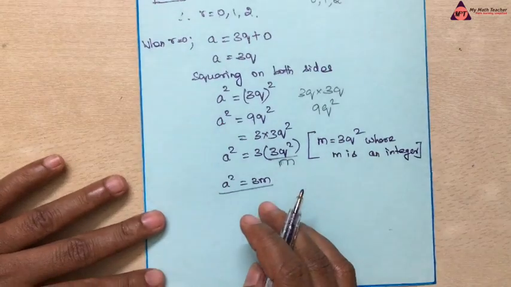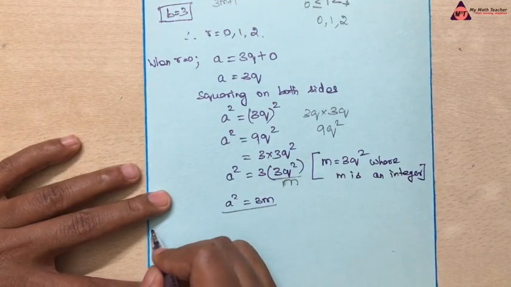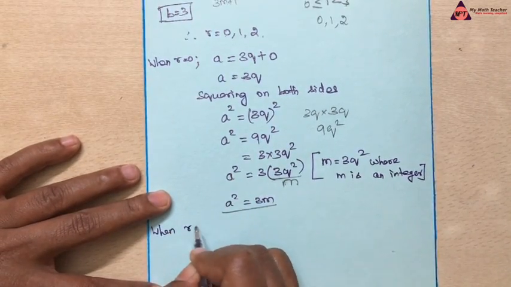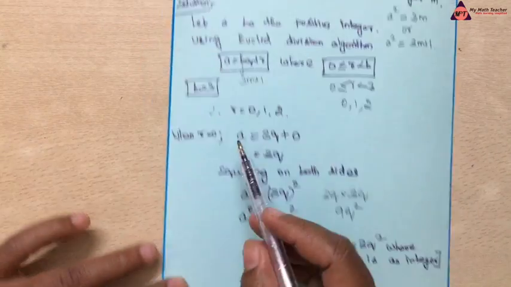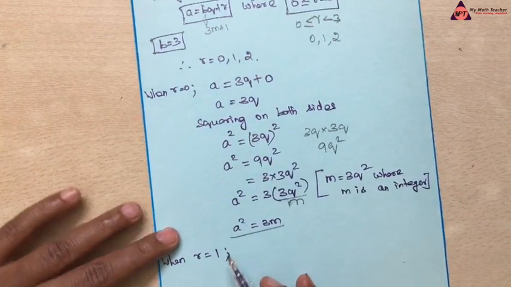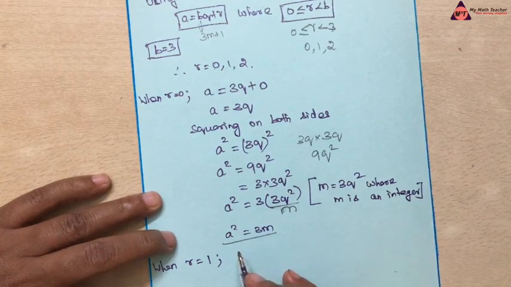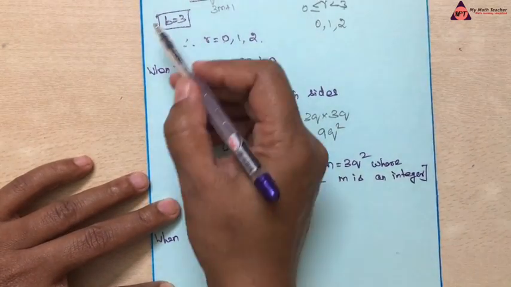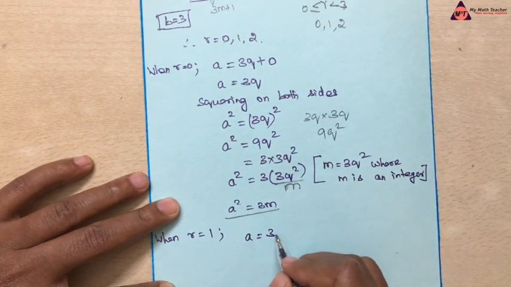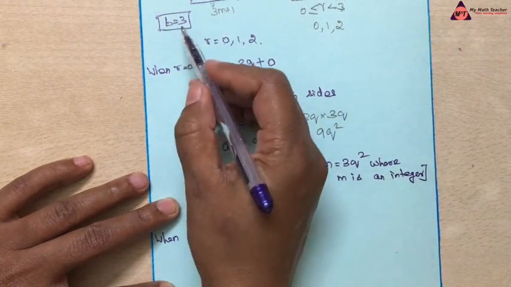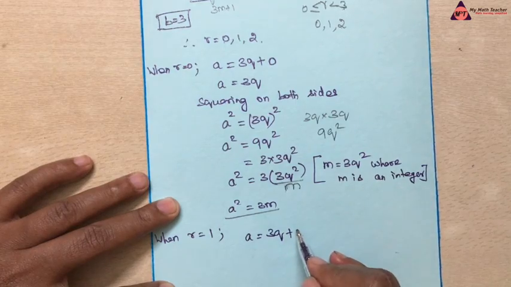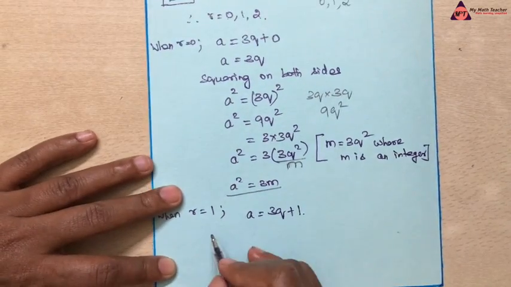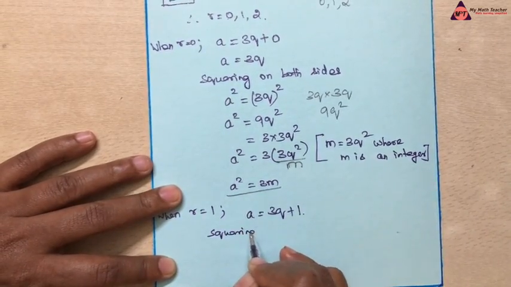Now let us take the next one, r value. So when r is equal to 1, 0 is over, now 1. The same way we will apply here. a is equal to, what is b value? b value is 3q plus r value is now taken as 1. So again squaring on both sides.